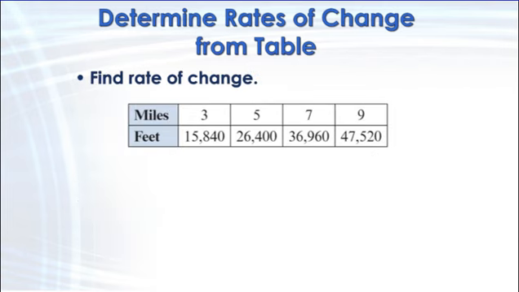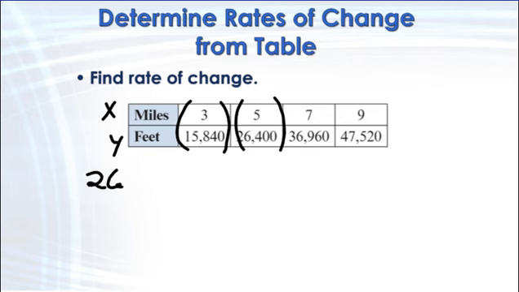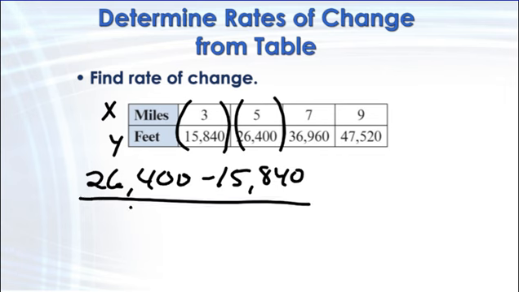Next one, find the rate of change with this one. So you want to find out how many feet per mile. So looking at here, our miles is our x and our feet are our y. You would do 26,400 minus 15,840 divided by 5 miles minus our 3 miles.